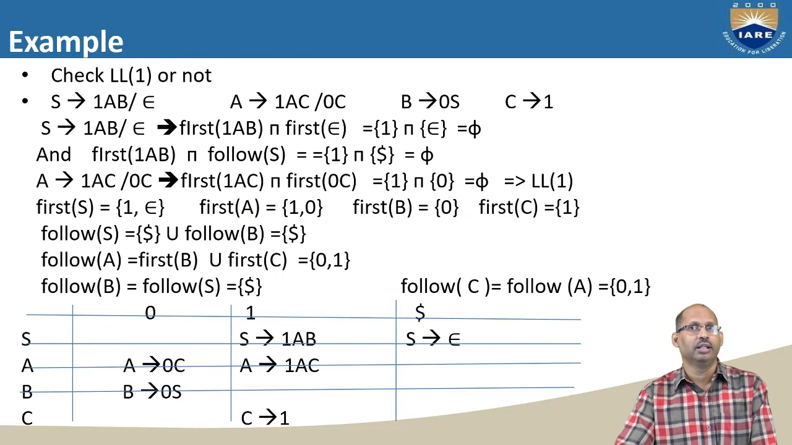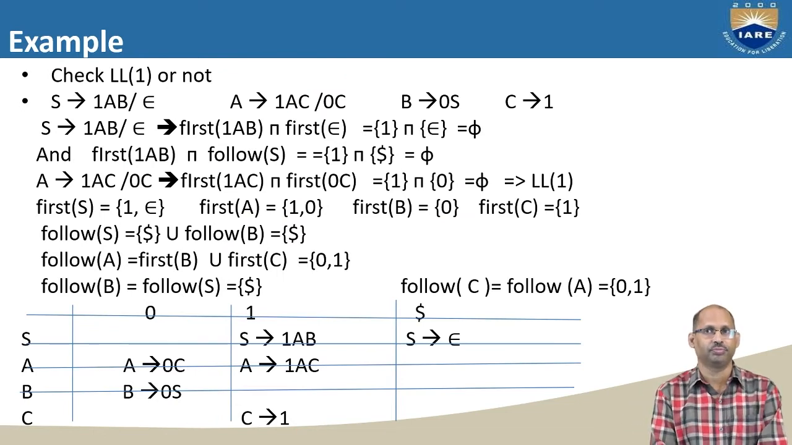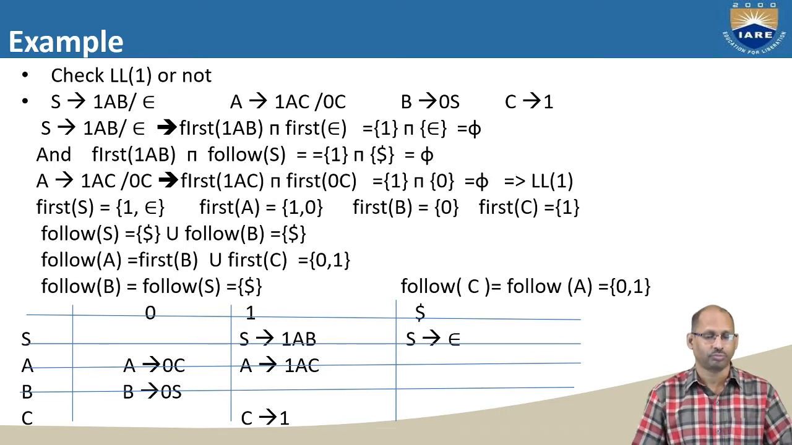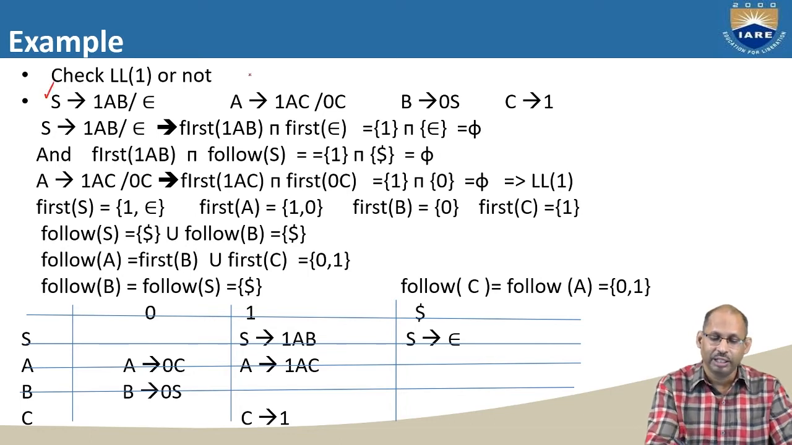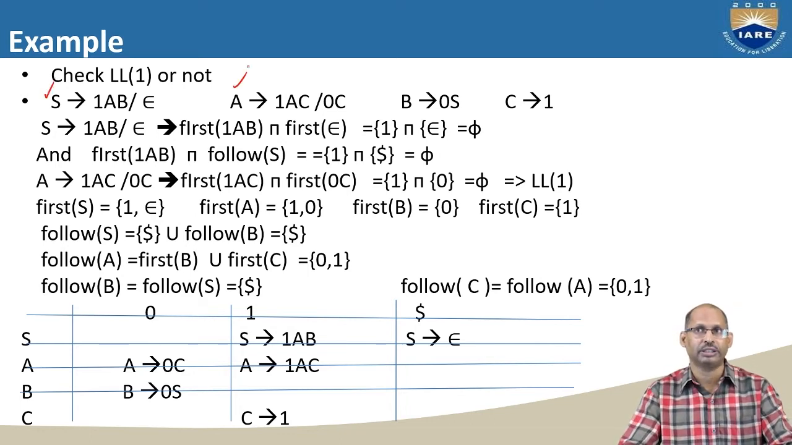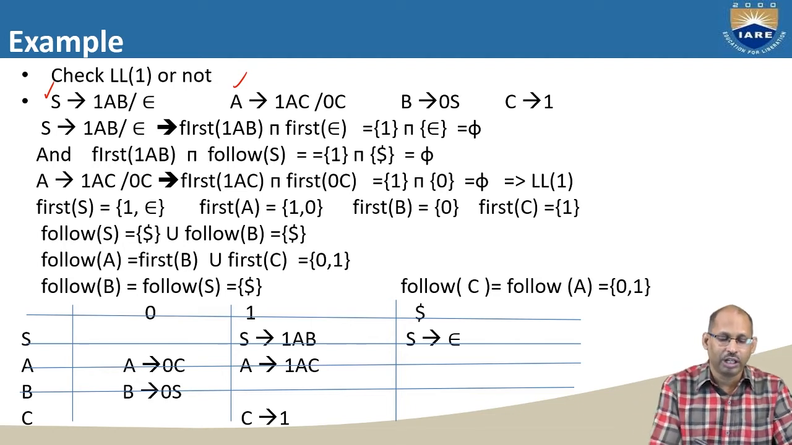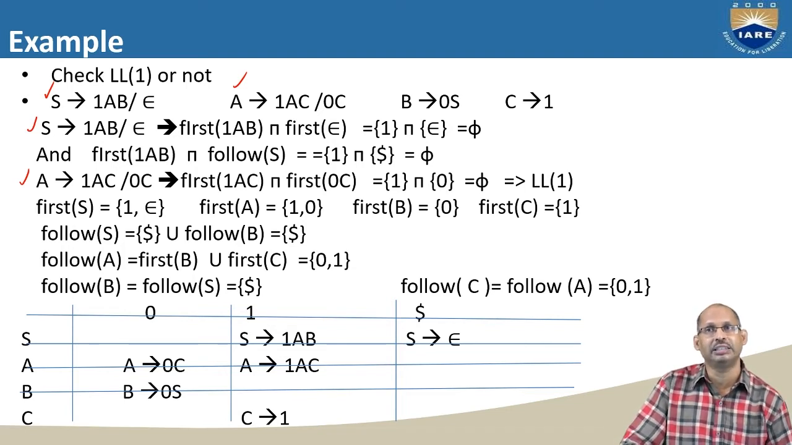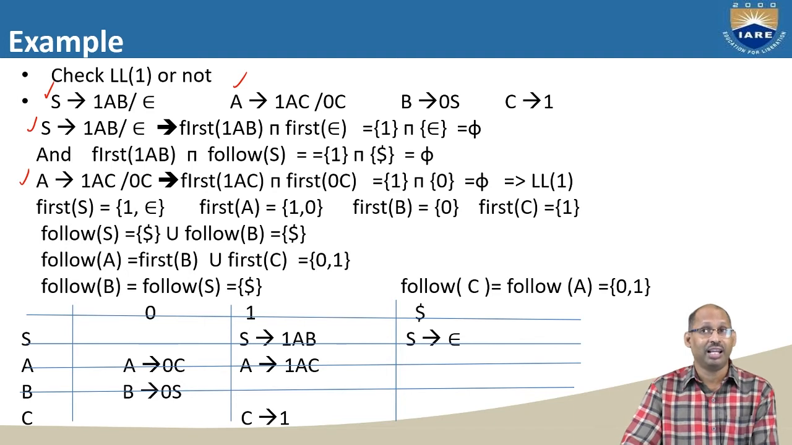So this is LL1 grammar and this is the predictive parsing table. Here is one more example. Now we want to check whether this grammar is LL1 or not. Which variables have multiple productions? S and A. S and A have multiple productions, so we have to consider S and A to check whether the LL1 conditions are satisfied or not.